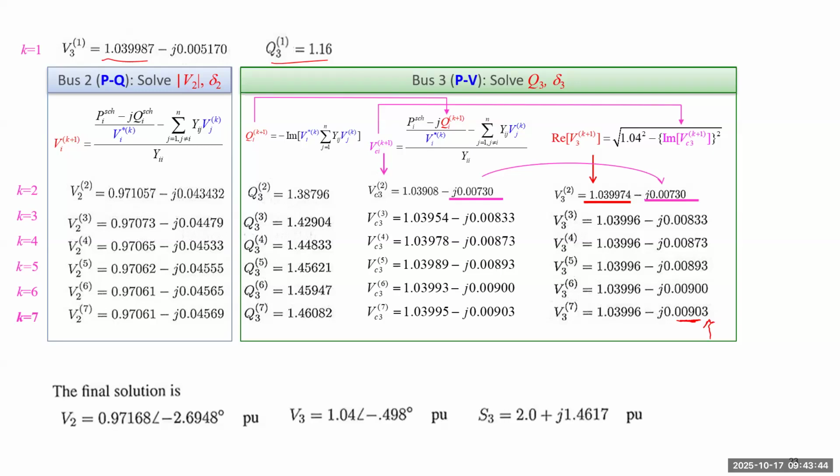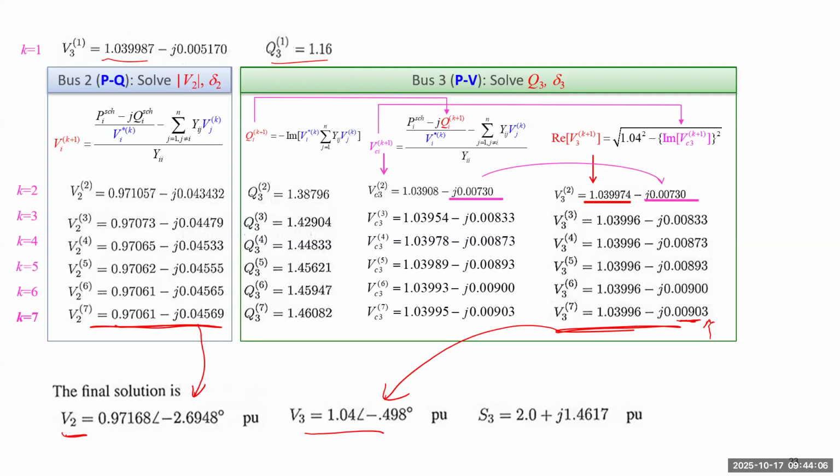All right, so we can summarize the final answer. For voltage at bus 2, we can simply take this value. We just need to translate this value to the polar form. Okay. Bus 3, we can simply take this value.